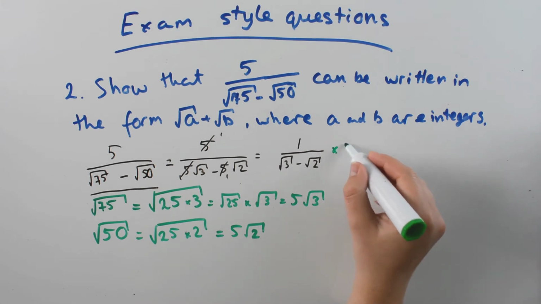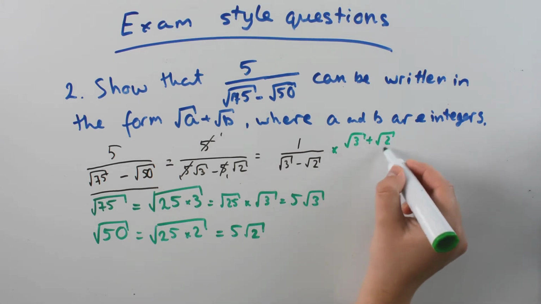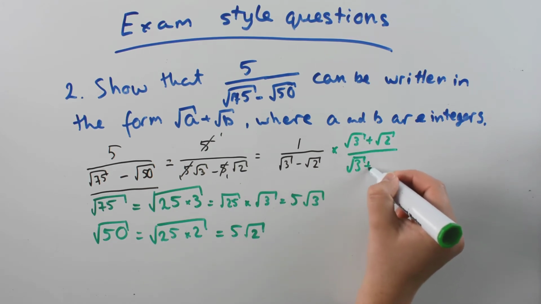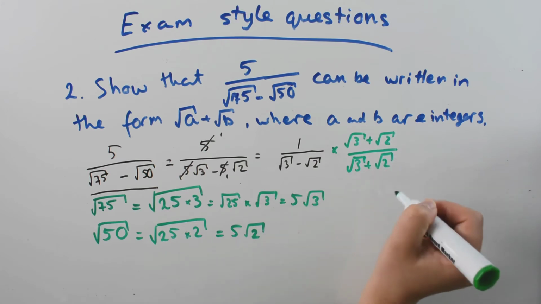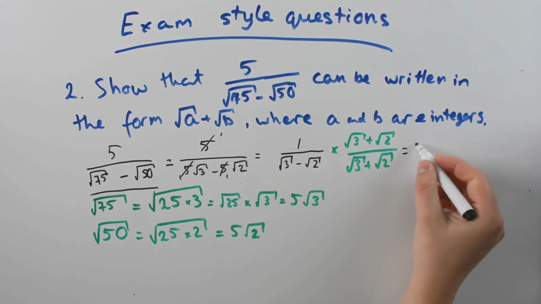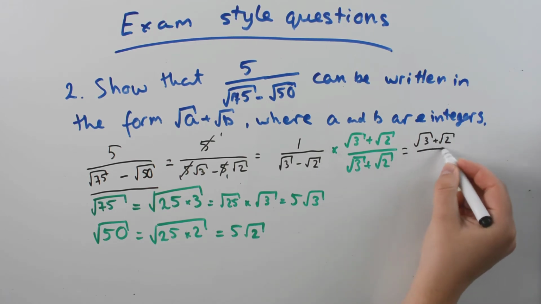So we're going to be using the difference of 2 squares. So you will need to times our expression by the positive sign of the denominator, and that expression has to be in numerator and denominator, so we'll times it by square root of 3 plus square root of 2 over square root of 3 plus square root of 2.